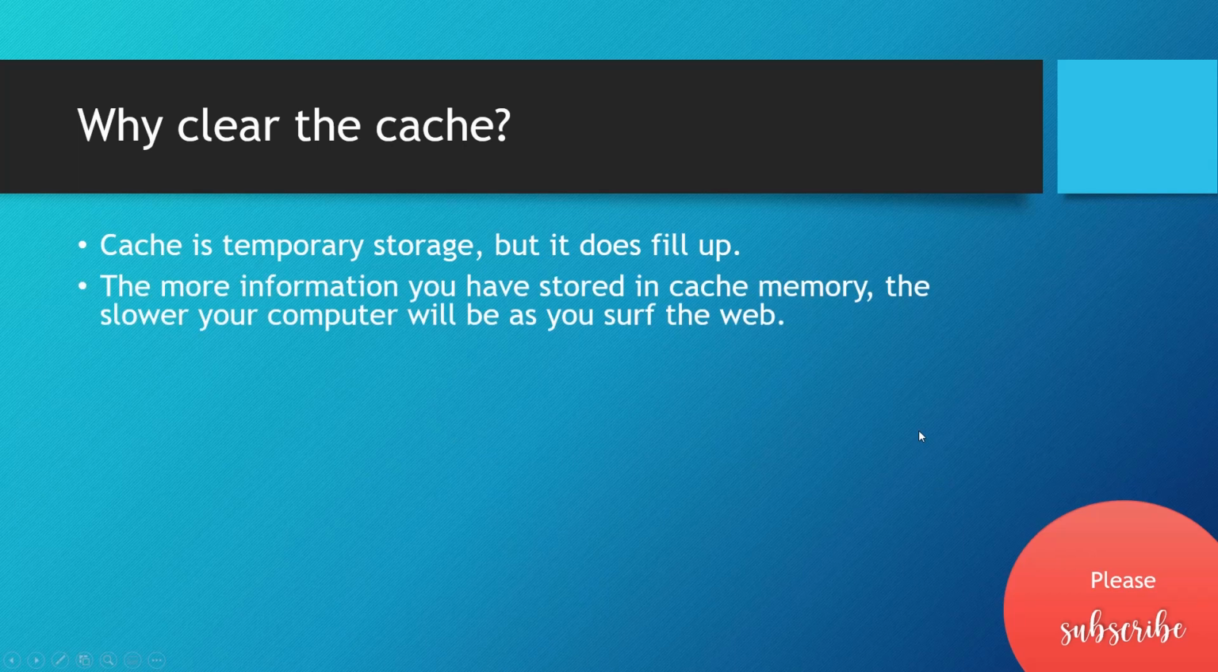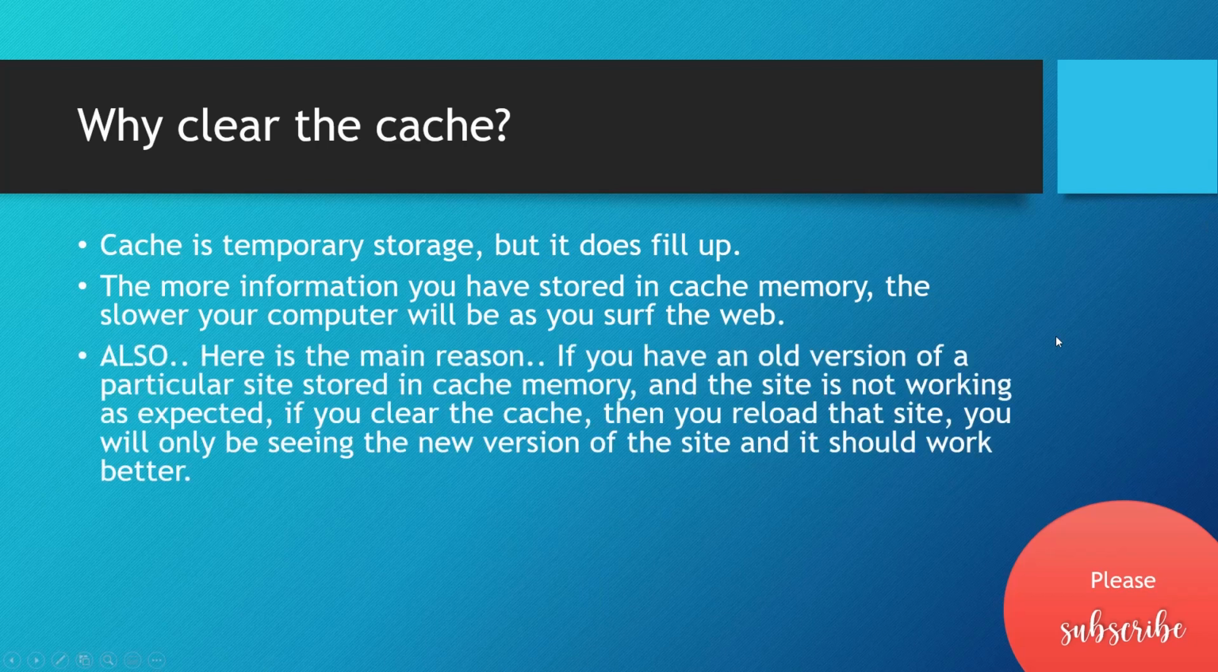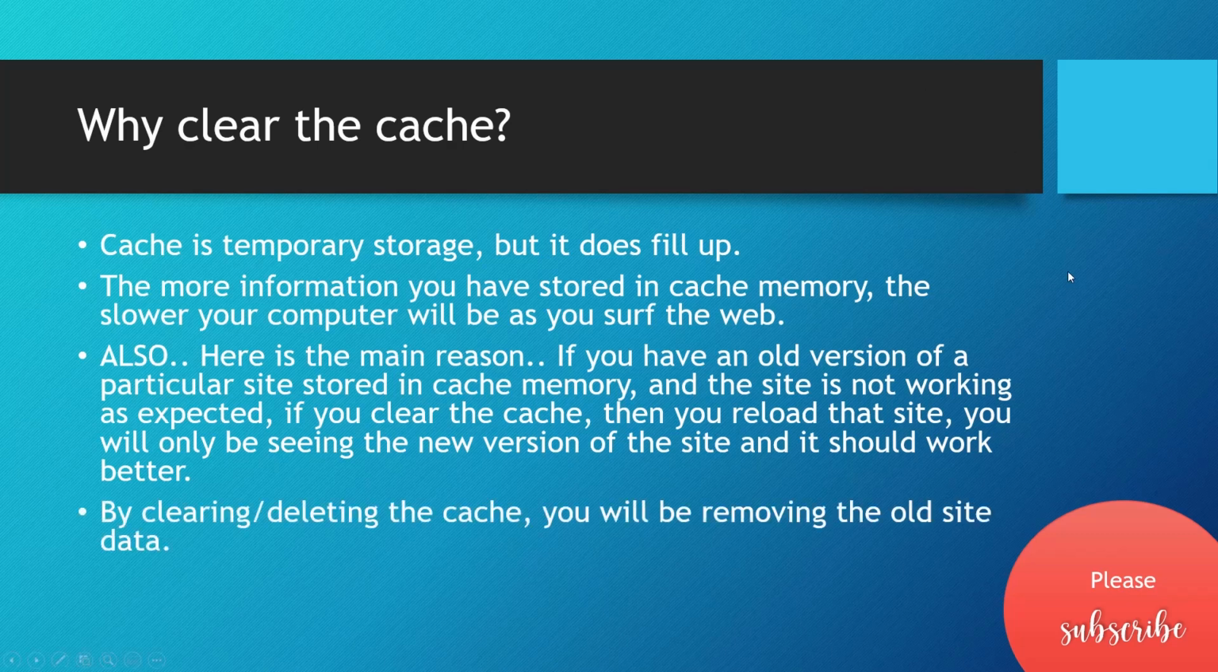Anyways, the more information you have stored in the cache memory, the slower the computer will be as you surf the web, because there's more information in there that it has to sort through to find the specific data it's looking for. Also, here's the main reason you need to clear the cache. If you have an old version of a particular site stored in cache memory and the site is not working as expected, if you clear the cache, then you reload the site, all the old stuff will be gone. You're only going to have the new information in your cache. So you'll only be seeing the new version of the site, and it should work better. But if the old stuff is still in there, sometimes you'll run into some issues. So by clearing, deleting the cache, you'll be removing the old site data from your cache. That makes sense, I guess.